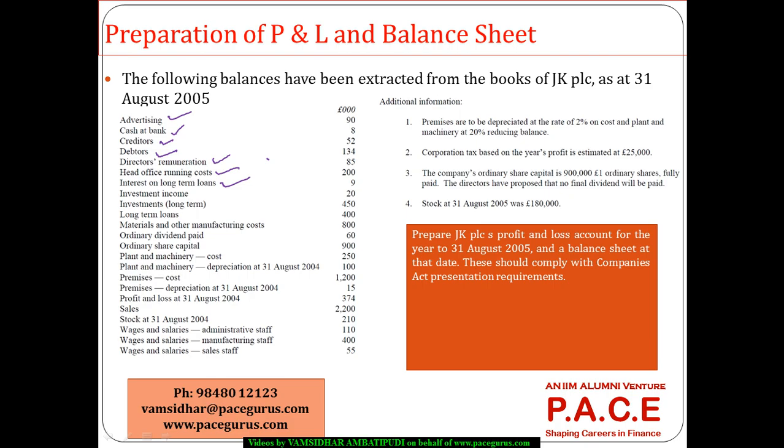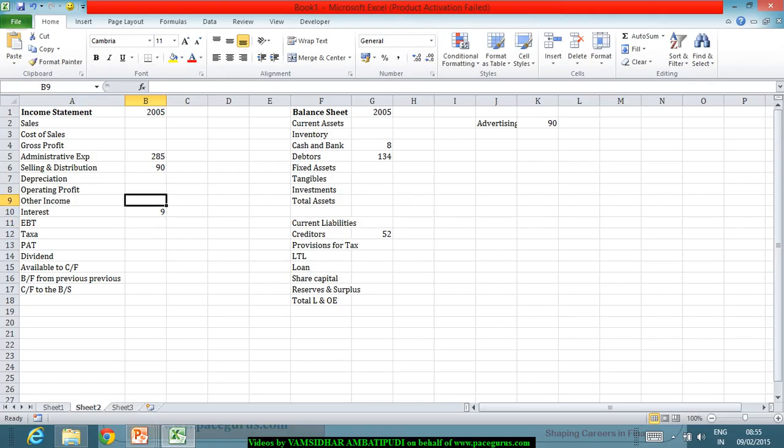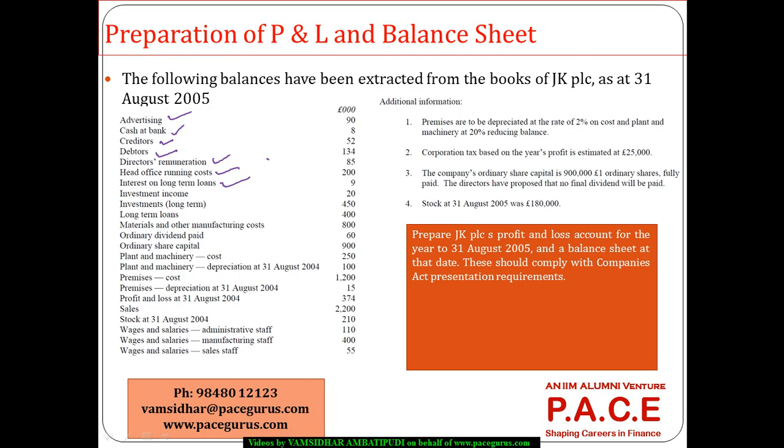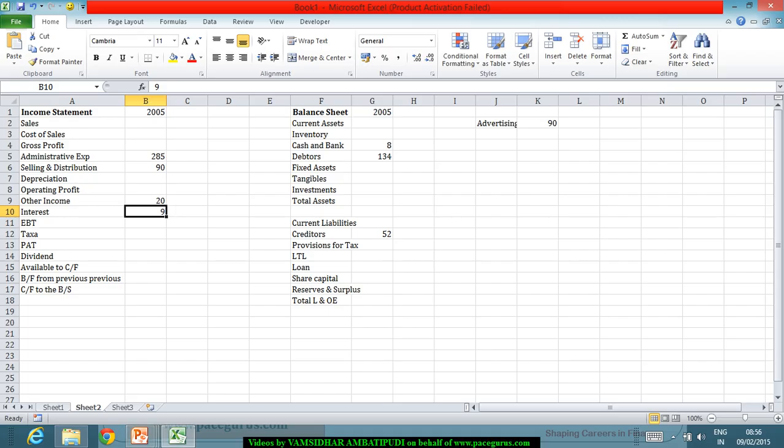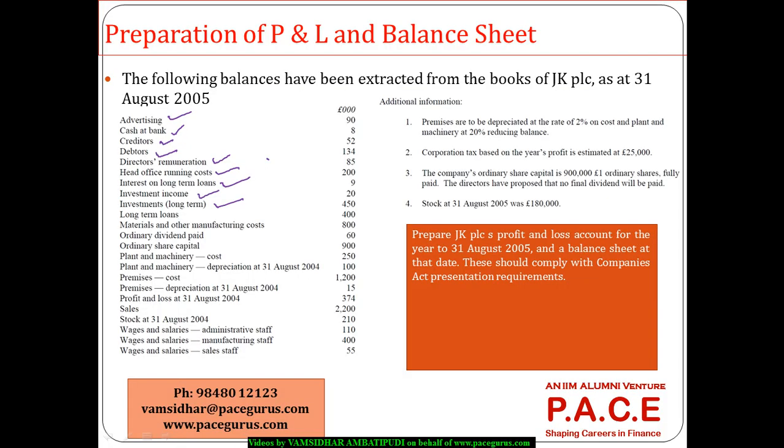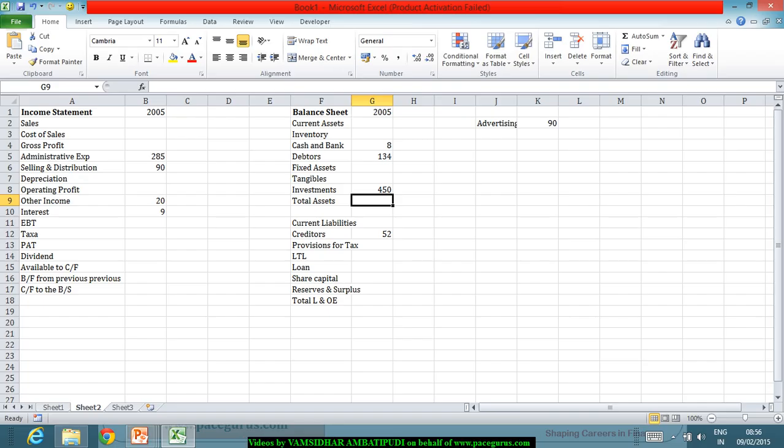Then I have an investment income of 20, which is the other income. So I'm going to take it as 20 positive. Now the investments long term, they are 450, which is a part of non-current asset. So in assets non-current part, I have 450, which are the non-current assets. Then there are long-term loans worth 400. So here I am going to take a long-term loan of 400.